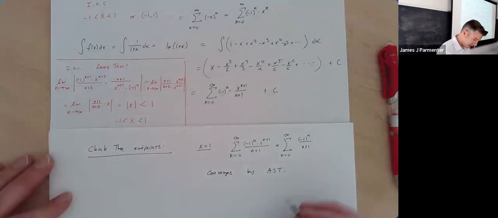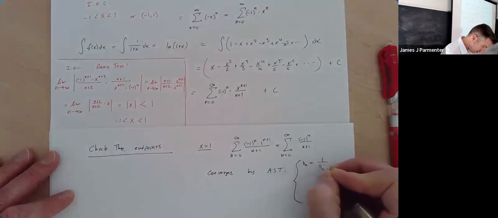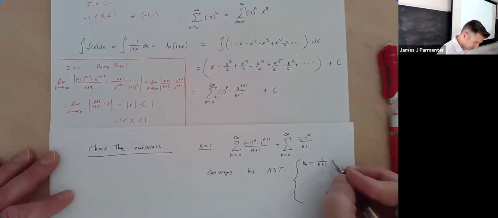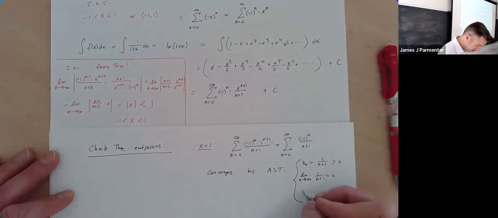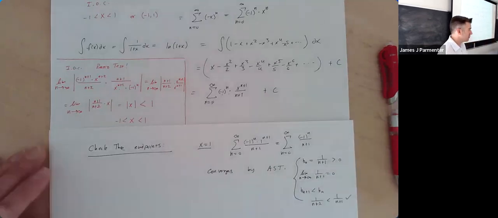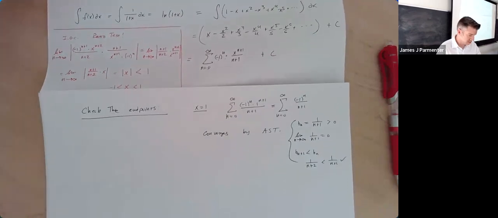But I will say the work here would be to say, oh yeah, the non-alternating part, 1 over n plus 1, is certainly positive. The limit of that is certainly equal to 0, and definitely it's decreasing. The next term is smaller than the previous term. 1 over n plus 1 plus 1 is definitely smaller than 1 over n plus 1. But I don't really think you need to write any of that down unless your teacher says you do. Okay, that was one of the endpoints. Let's check the other one.